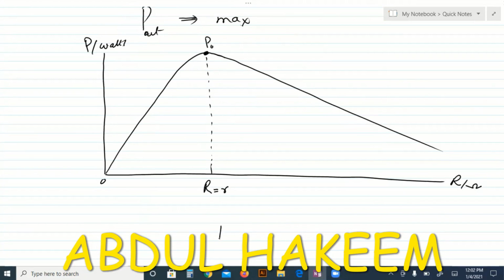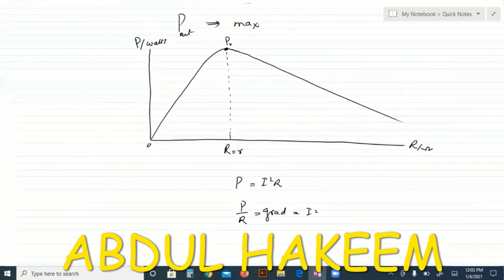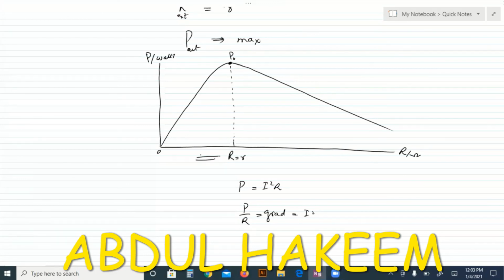Now, power is equal to I square R. Then power divided by R, which is the gradient of the graph, is equal to I square. Look, due to small resistance, current is large. That's why the gradient of the graph is large. And here the resistance is maximum, so the current is minimum. That's why the gradient of the graph is minimum.